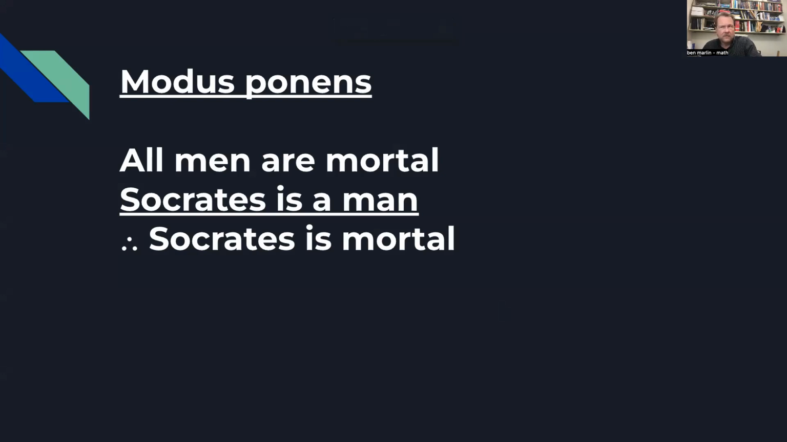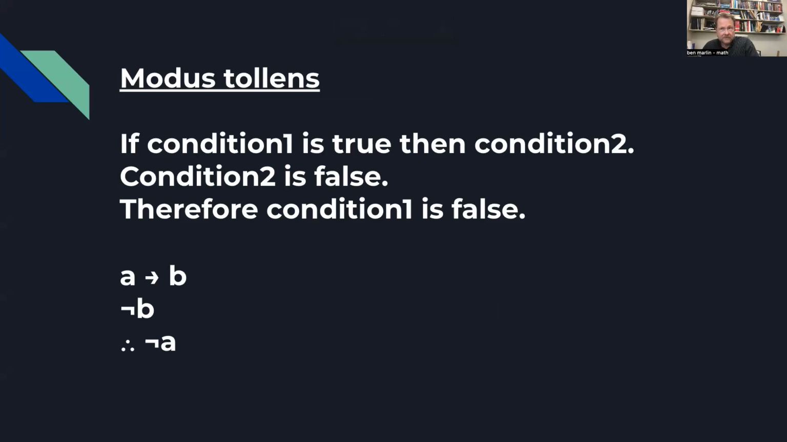Now, we have another method of reasoning called modus tollens that depends on the same thing, but it's a little bit more indirect. You start out with the same thing: if condition 1 is true, then condition 2 is true. But then you say condition 2 is false. Well, if condition 1 were true, condition 2 would have to be true. So since condition 2 is false, condition 1 has to be false. You'd say if A, then B, and not B, therefore not A.